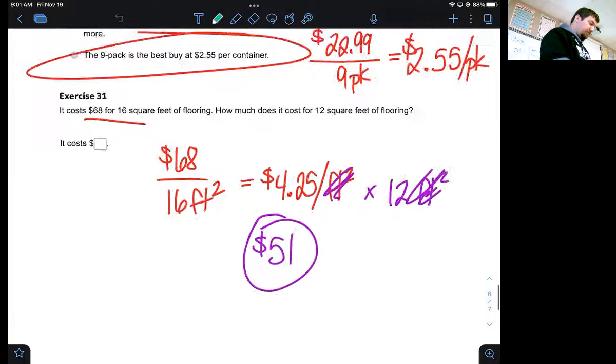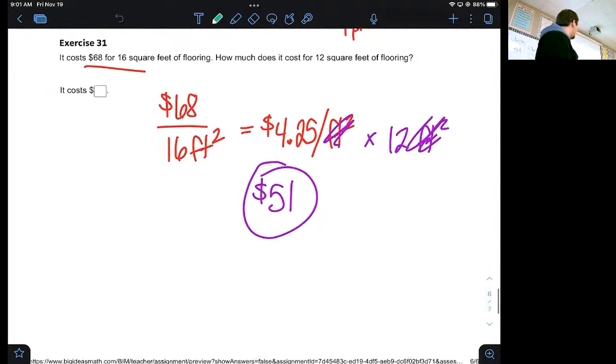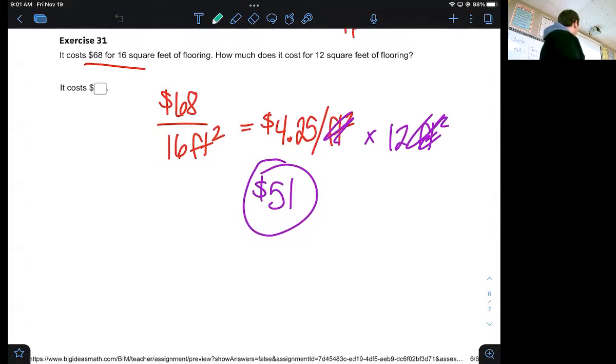I say yesterday, whenever you did it. Do you remember we did this one yesterday in class? We found out what it costs for each square foot, and then we said we're going to buy 12 of these square feet, so we times by 12.